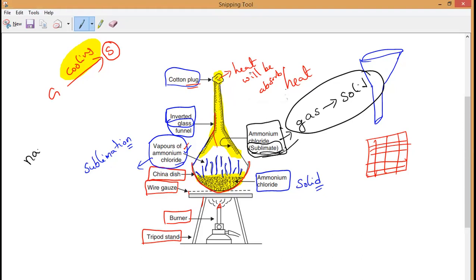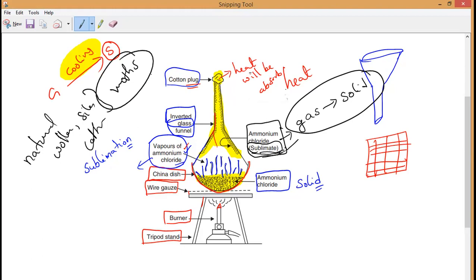Natural fibers. What are natural fibers? For example, woolen cloth, cotton, as well as silk. All of these will be attacked by moths. What do you mean by moths? Moths are insects, like cockroaches and all. So moths and insects will attack cloth made of natural fibers. That is why we keep which balls? Naphthalene balls.